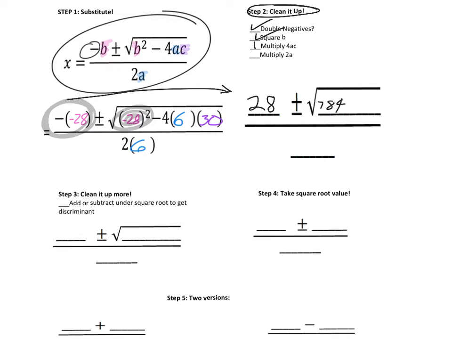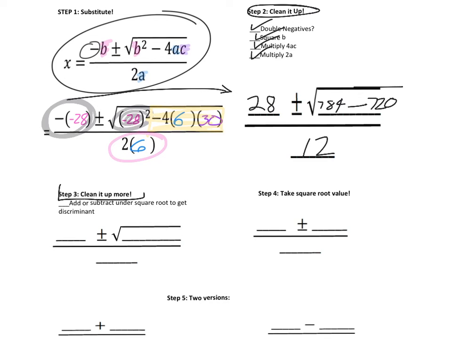Then I need to multiply 4AC. 4AC is this part right here that I'm highlighting in yellow. So I need to do negative 4 times 6 times 30. So that gives me minus 720. And all of that is under my square root. And then finally, I need to multiply 2 times A. 2 times A is this part right here, so 2 times 6 is 12. So now I've got it a little bit more simple.